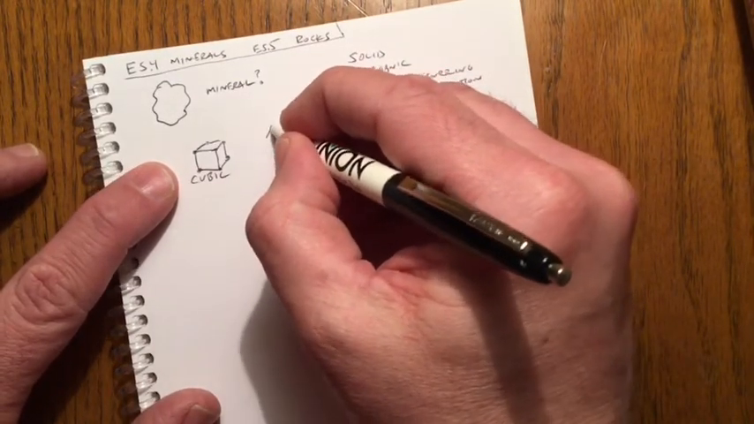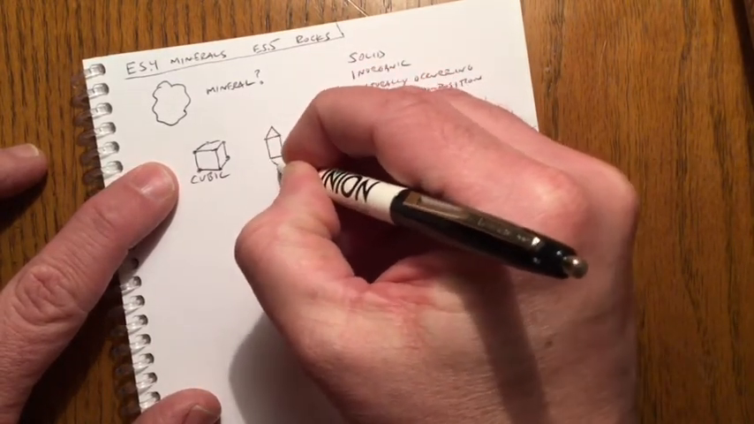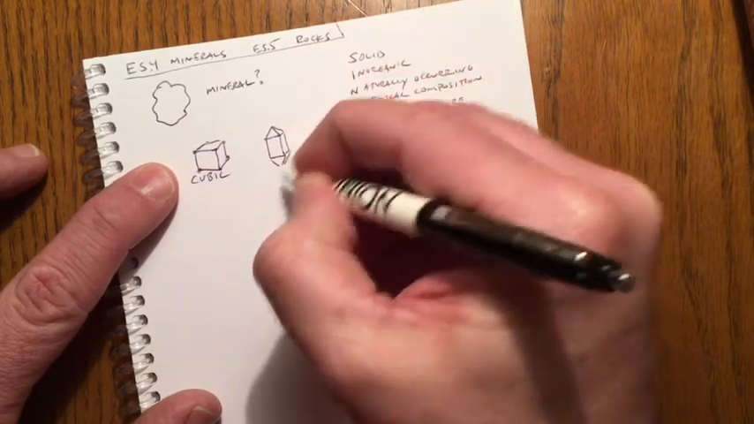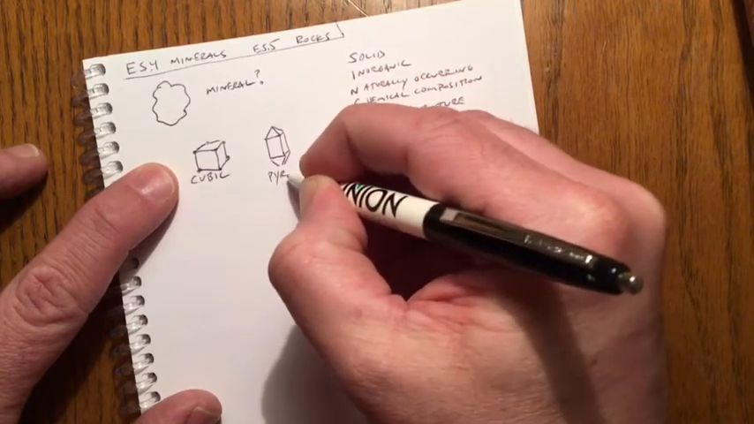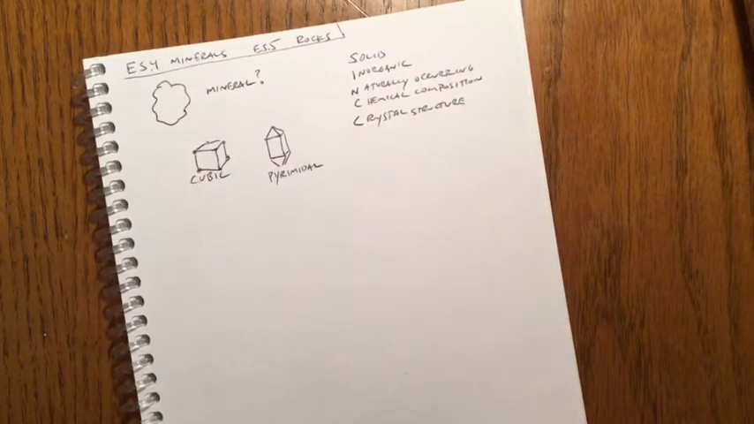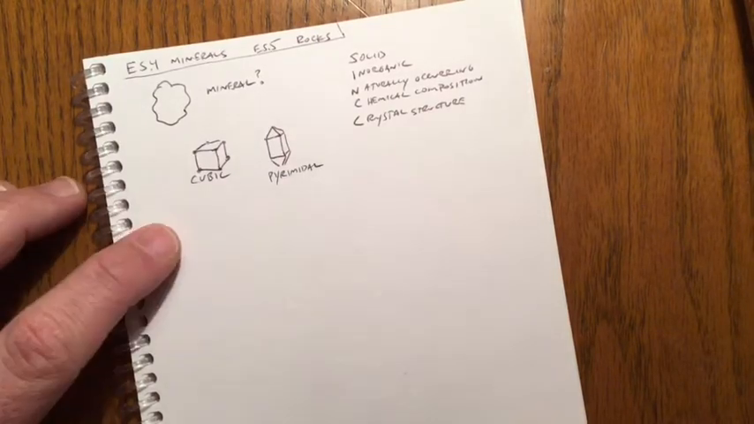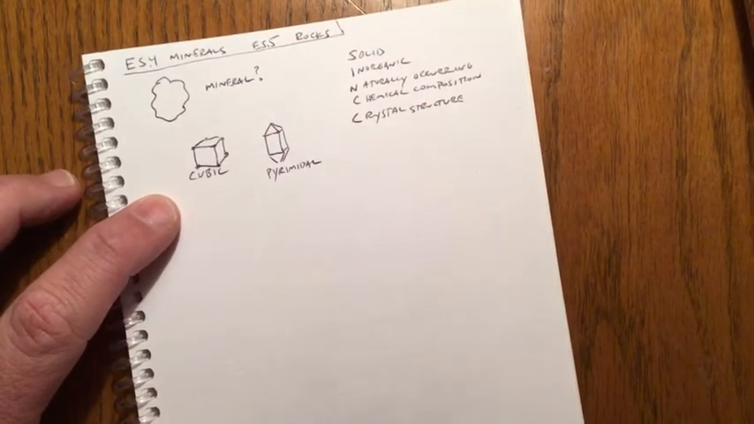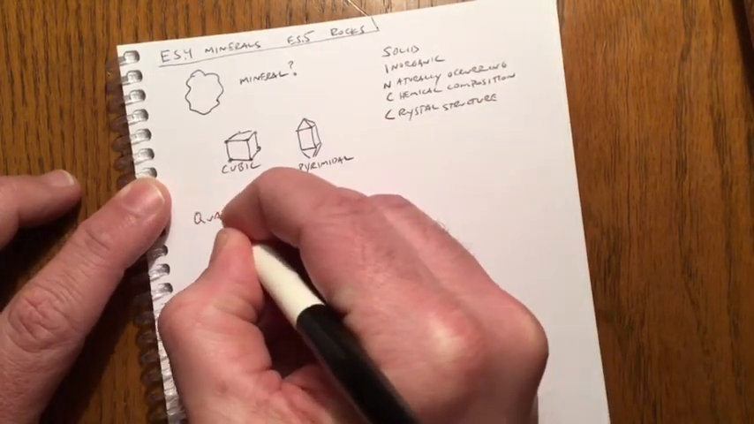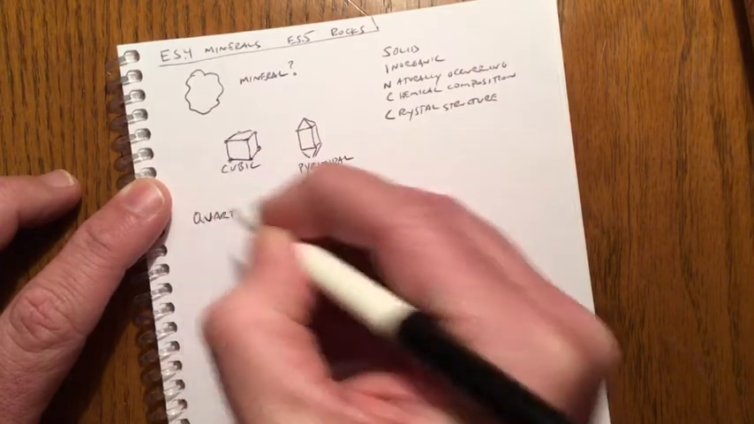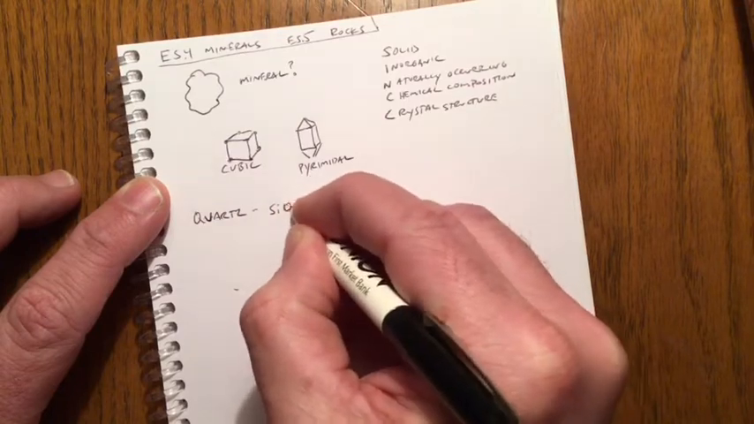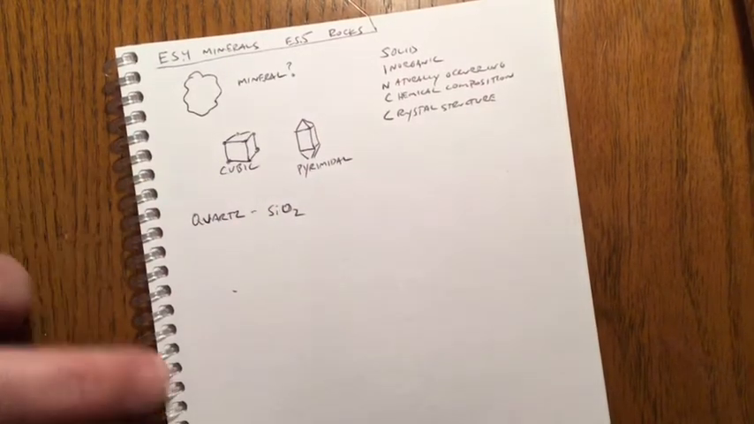There's lots of other types of crystal shapes. You don't have to memorize them, but some of them are pyramidal, hexagonal, lots of different shapes. It just means there's a repeating pattern when we talk about crystal structure. Chemical formula means that it's the same atoms repeating themselves over and over again. Like for quartz, it's one silicon atom and two oxygen atoms, SiO2.